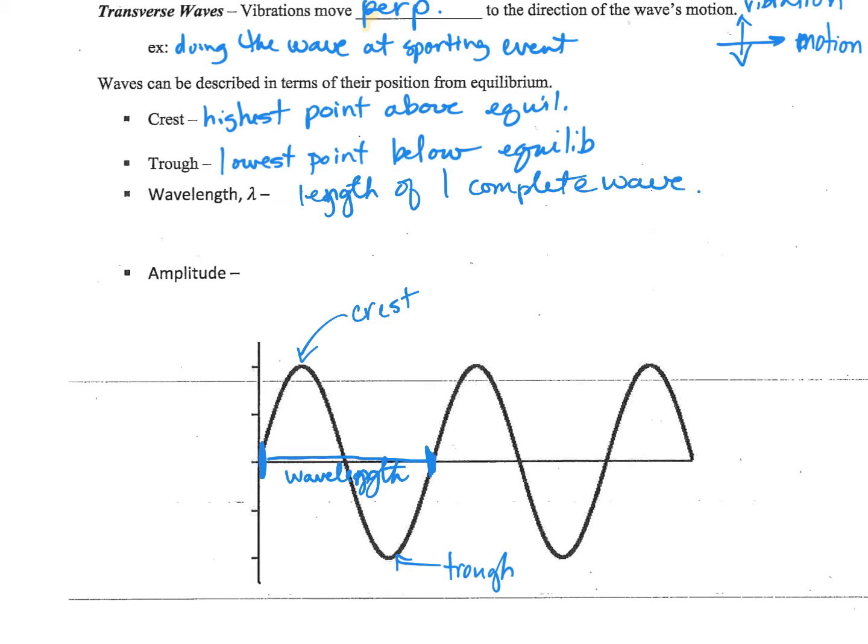And amplitude. Amplitude is just that distance to the crest or that distance to the trough from equilibrium. It's their max displacement from equilibrium. So this is my amplitude.